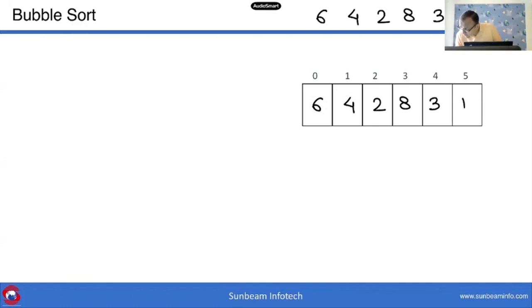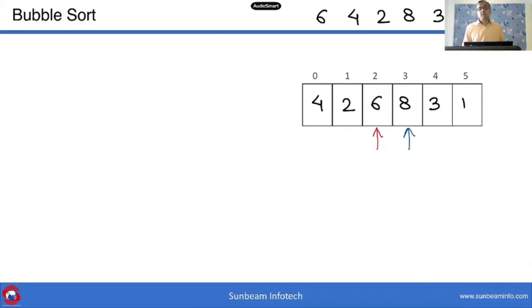Let me just put two markers over there. This is the left side element, this is the right side element, and you compare. So obviously I need to swap this, since 6 is greater than this. Then you continue further. Now you compare the next two elements. Again you find that 6 is greater than 2, so 2 goes in place and 6 comes over here.